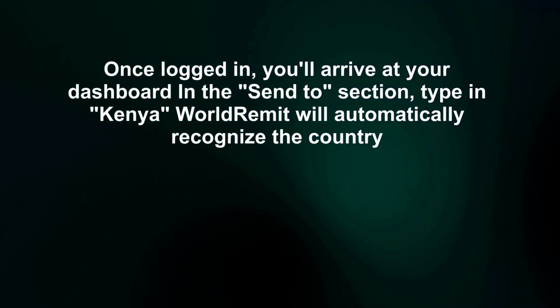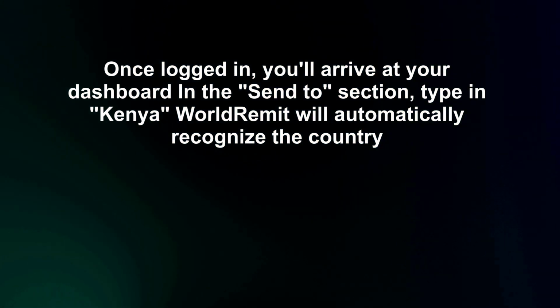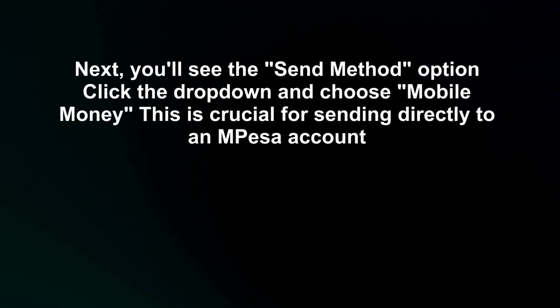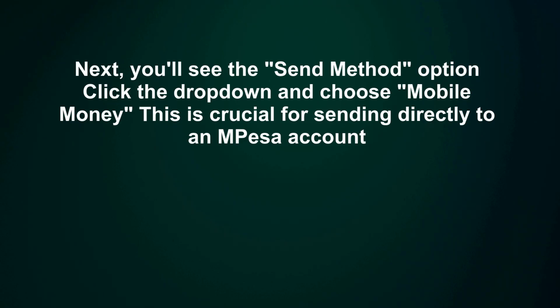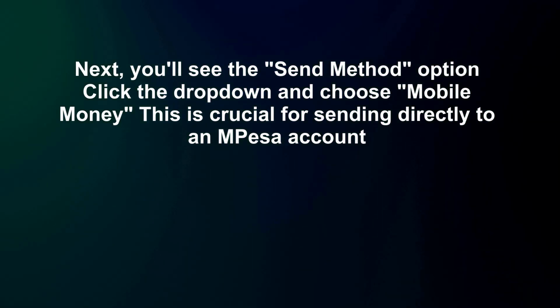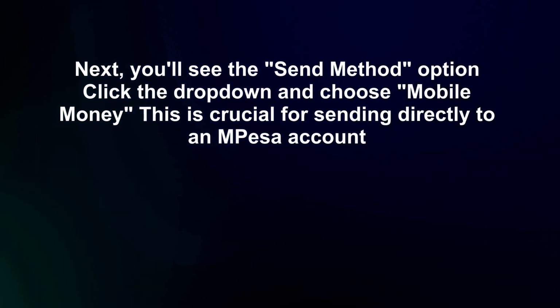In the Send To section, type in Kenya. Worldremit will automatically recognize the country. Next, you'll see the Send Method option. Click the drop-down and choose Mobile Money. This is crucial for sending directly to an Mpesa account.